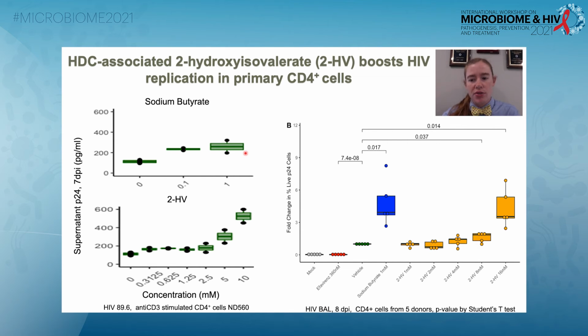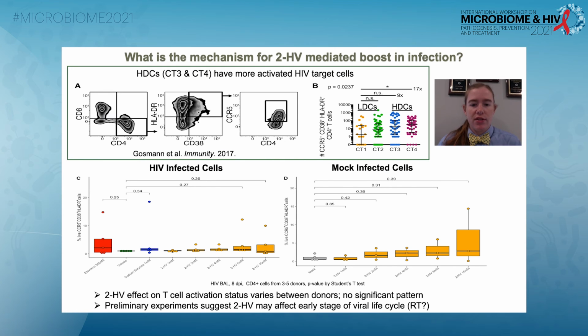And this was also supported by flow cytometry data from 5 different donors that were treated with 2-HV and then infected with an R5 tropic HIV strain. So across donors, we can see that there's a 3 to 6-fold boost in the amount of HIV-infected cells after treatment with 2-HV, and this is again comparable to treatment with our sodium butyrate positive control. So naturally, this leads us to the question of what is the mechanism for 2-HV-mediated boost in infection.